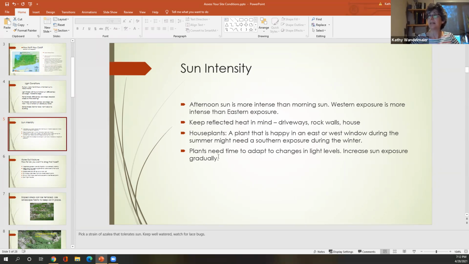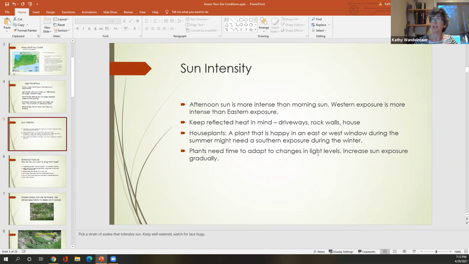Okay, let's go back to sun intensity. So I said before that afternoon sun is more intense than the morning sun. And a western exposure is obviously more intense than an eastern exposure because you're going to have sun in the east in the morning. You should also keep in mind how heat is reflected off of structures like your house or paved surfaces like driveways, rock walls. That kind of heat adds to the sun's intensity.